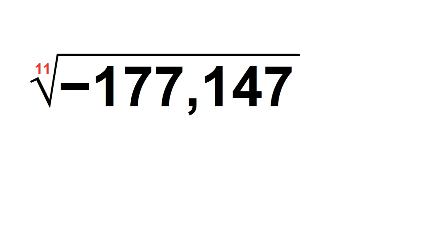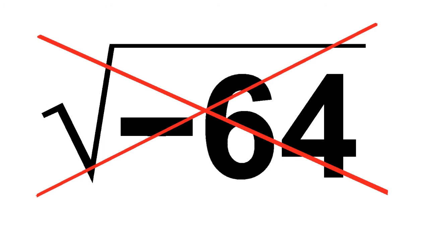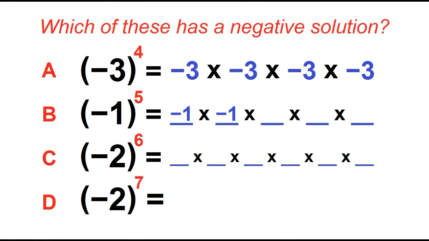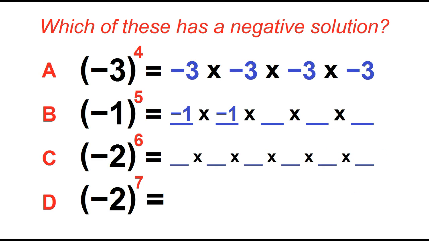Here's a question for you guys. Is the 11th root of negative 177,147 a real number? Does it exist? Or is it impossible, like the square root of negative 64? Grab a pen and paper, because we're going to go on an interactive maths journey to try and figure this question out. To start with, see if you can find the solutions to these questions without using a calculator. If you think you know the answer, click on the correct card to continue.